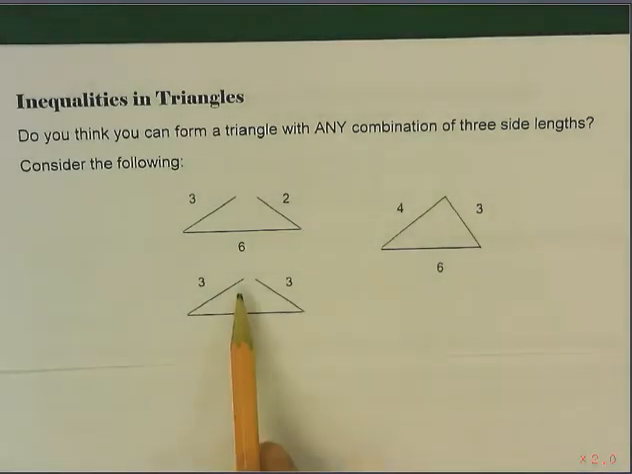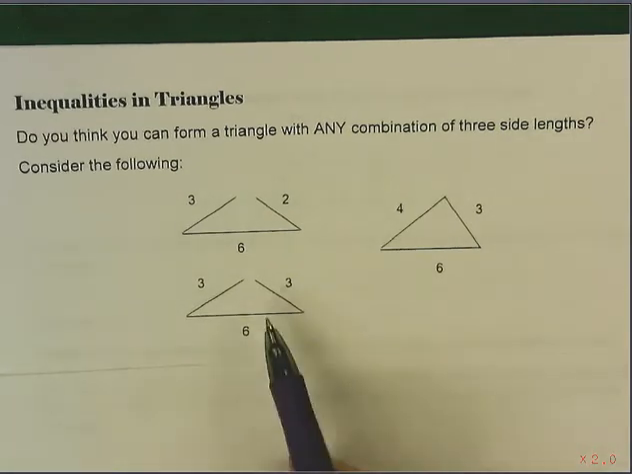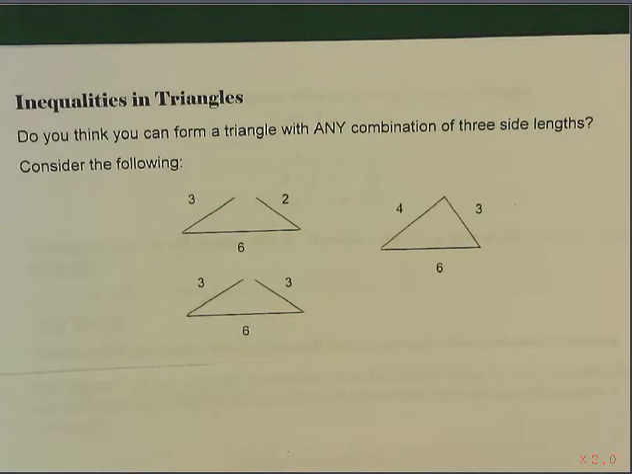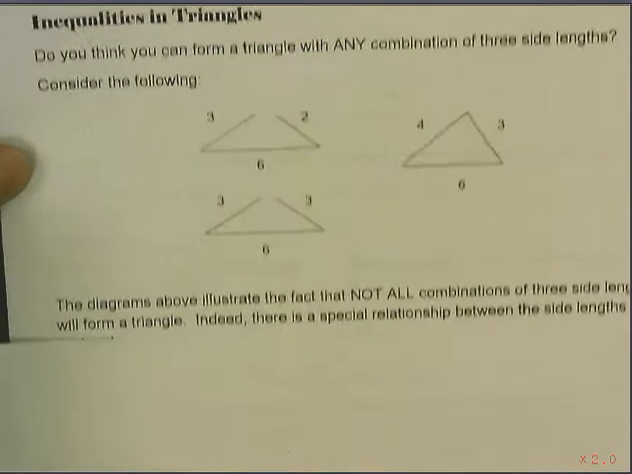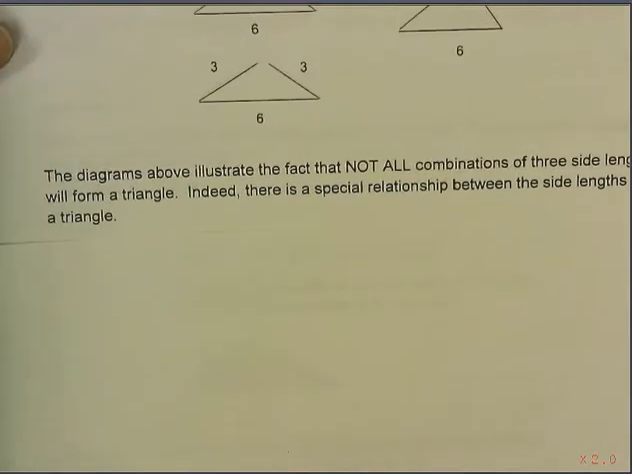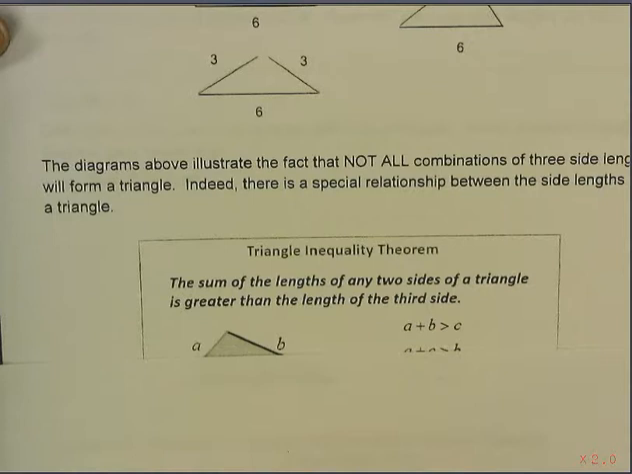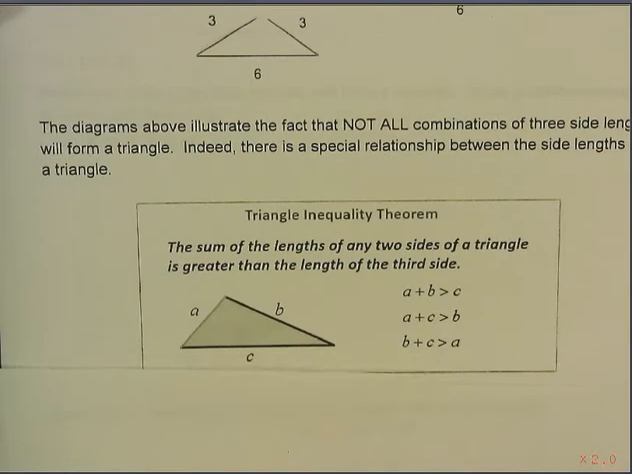Whereas also this one, we have 3, 3. It actually equals the side length 6. So once again, it won't be long enough to create a triangle. You have that gap. So this demonstrates that there is a special relationship between the side lengths of a triangle. And this is the triangle inequality written formally.